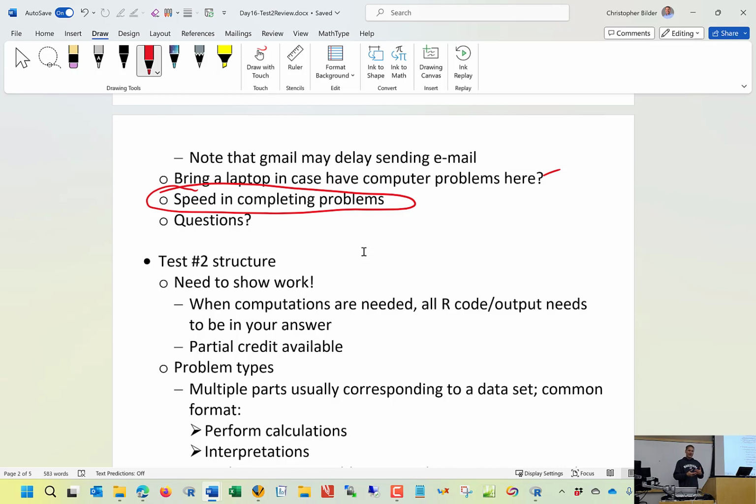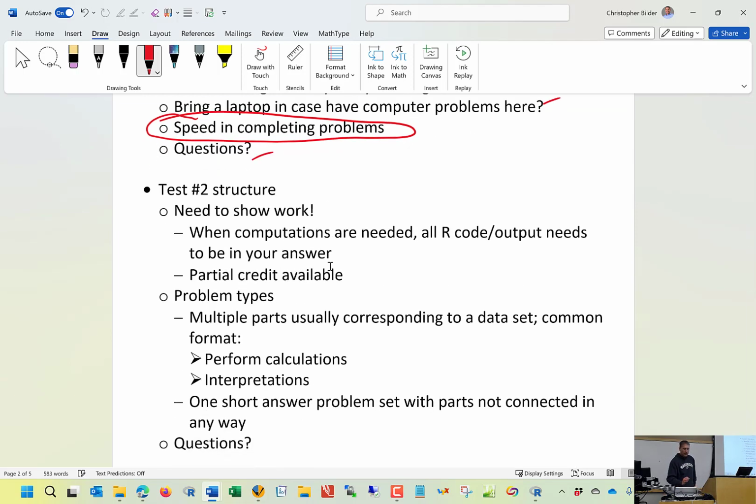Even though there is some open access aspect to this test, you do definitely need to study. And you need to think about it in terms of speed as well, because you have an hour and 45-minute time limit. Okay, any questions about the format?